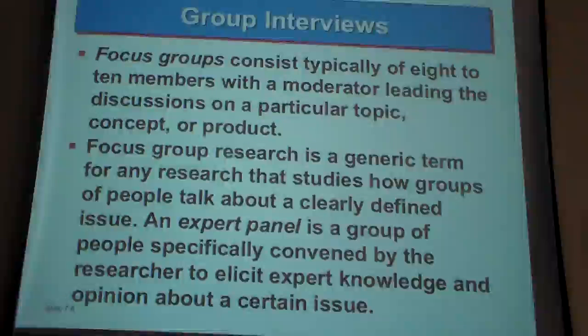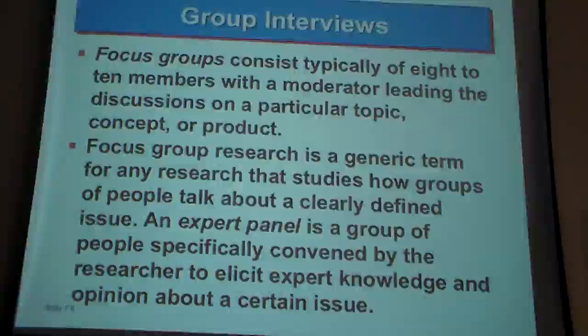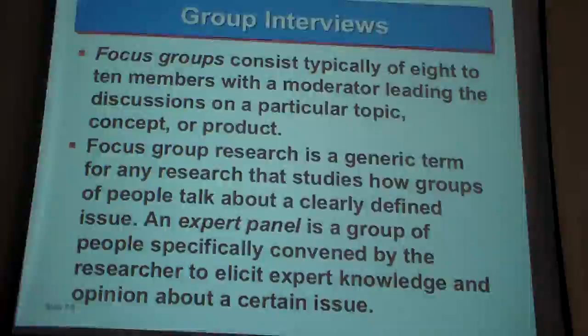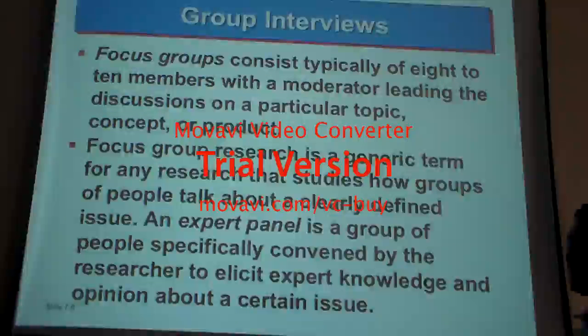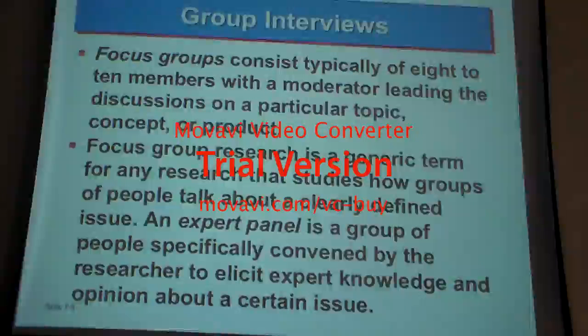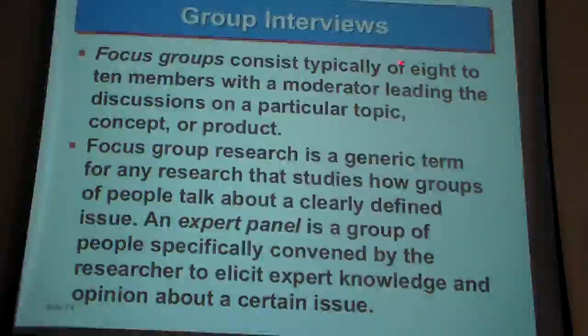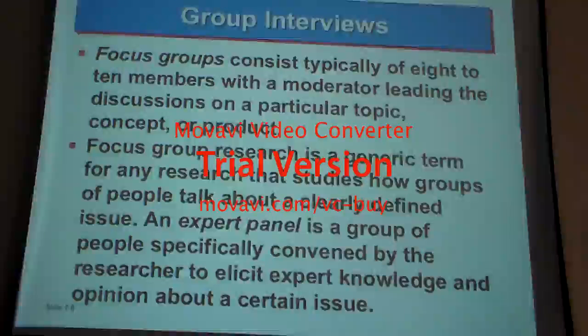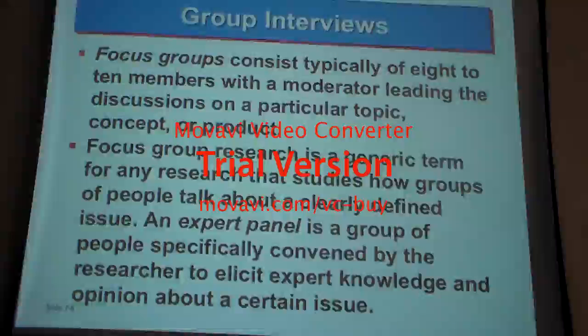We also have a different kind of interview called group interviews. Have you heard about focus groups? Focus groups consist typically of 8 to 10 members with a moderator leading the discussion on a particular topic, concept, or product. Usually in social sciences. It's not in scientific research like ours.